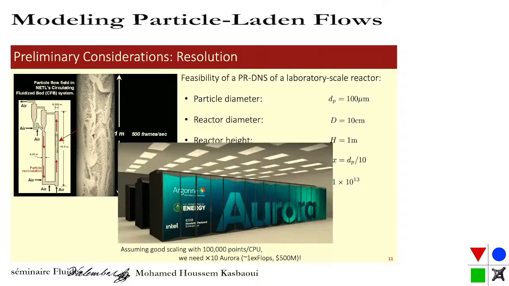Is that too little? So I did some back of the envelope calculation, assuming that you have a Cartesian grid solver that's fairly efficient, and you're using 100,000 points per CPU, which is kind of traditional for these Cartesian grid solvers. Well, you will need 10 times Aurora, which is the largest supercomputer from the Department of Energy in the United States. And this one is an exaflop computer. It costs $500 million, so you need 10 of these to run that simulation. So clearly, it's not going to be possible to fully resolve all scales in all situations.